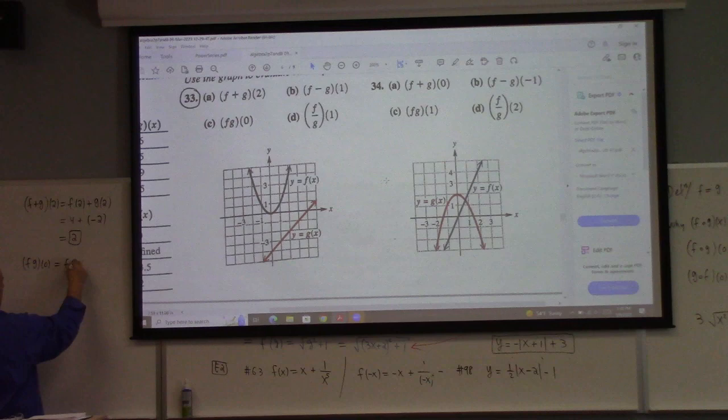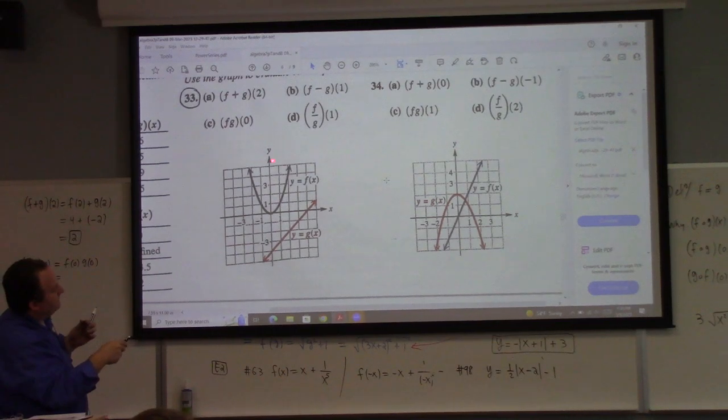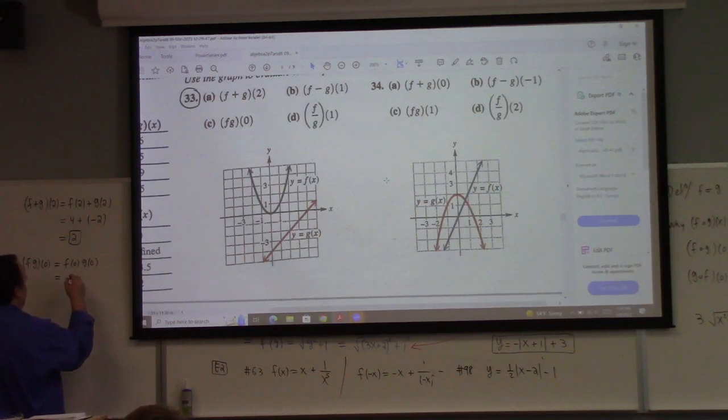This would be f of 0 times g of 0, right? So let's see here. What is f of 0? 0. What's g of 0? -4. But actually, once you know f of 0 is 0, it doesn't really matter, right? So the answer is 0.